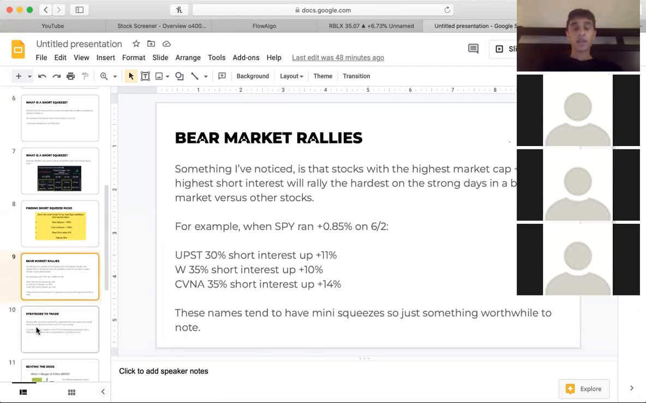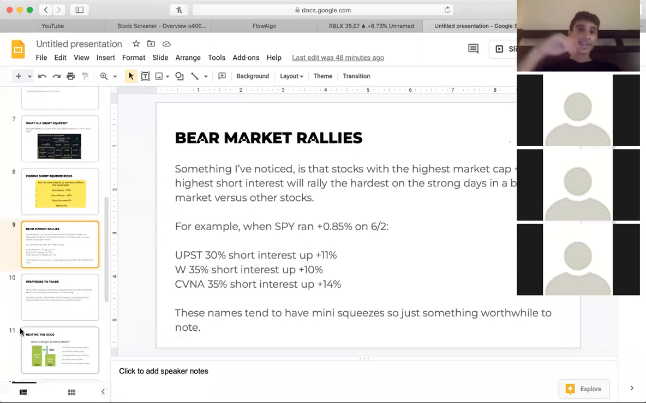So in these bear market rallies, you're looking for these stocks which have high market caps and high short interest, because they'll run up a lot more than the S&P 500 and you can capitalize on that move, right? So Upstart with 30% short interest ran up 11%, Wayfair 35 up 10 and Carvana 35 14, while the SPY was only up about 1%, right? And that's because these shorts are getting out, they're all getting squeezed out.